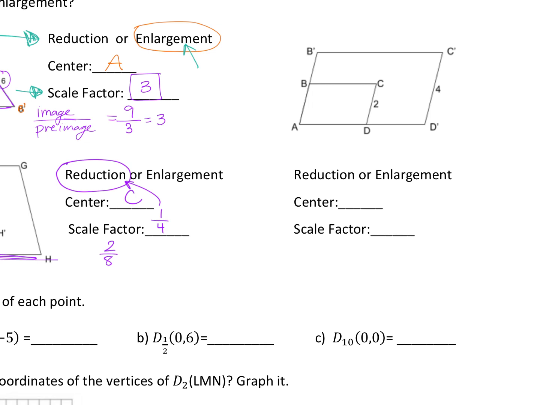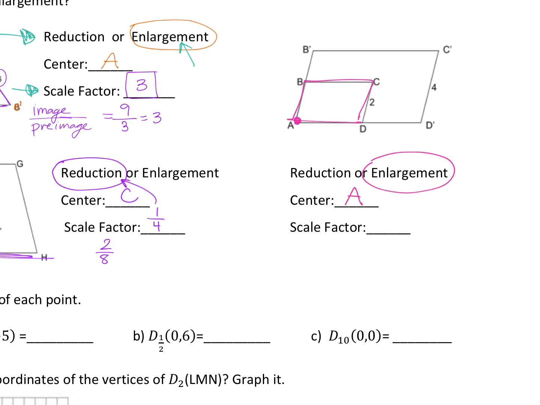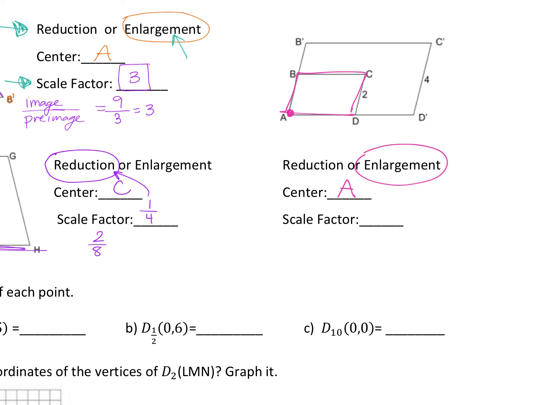Okay, reduction or enlargement? Enlargement, right? You go from A, B, C, D to the prime, so it got bigger. What's your center of dilation? Point A. Point A did not move, right? So that's your center. And then what's your scale factor? 2. It's got to be the image over your pre-image. Okay, so it's 4/2, or 2, okay? It doubled in size, right? It got bigger, it doubled in size.